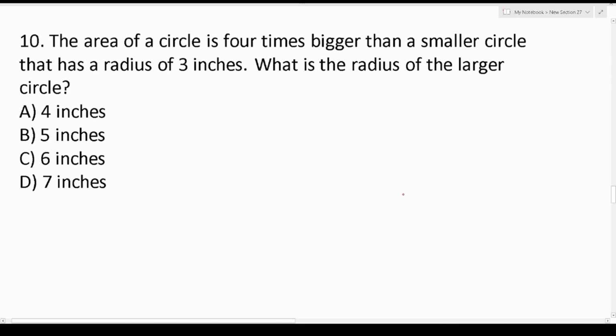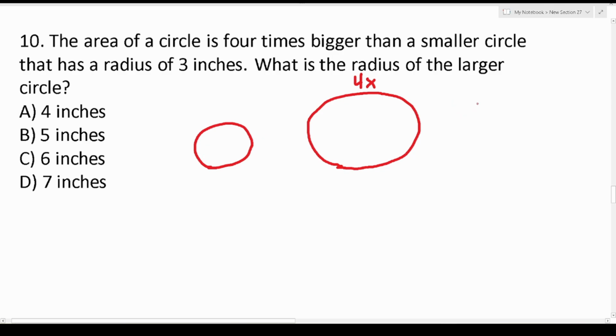All right, so number 10 says the area of a circle is 4 times bigger than a smaller circle that has a radius of 3 inches. What is the radius of the larger circle? So in this case, we're comparing two circles. We have one small circle here and another big circle here. Okay? And we're told, what's more, that the area of this big circle is 4 times that of this smaller circle, okay?